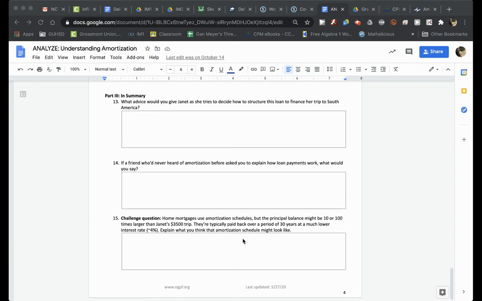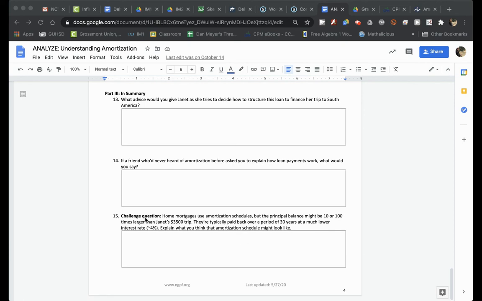So you're just comparing different rates. For the challenge question, please make sure you do try this one, give it a shot, do the best you can. And then in part 3 right here is the summary. What advice would you give Janet if she tries to take this loan out? Should she do 4 years? Should she do it over 2 years? Should she pay additional payments ahead of time if possible? Those are things like that.